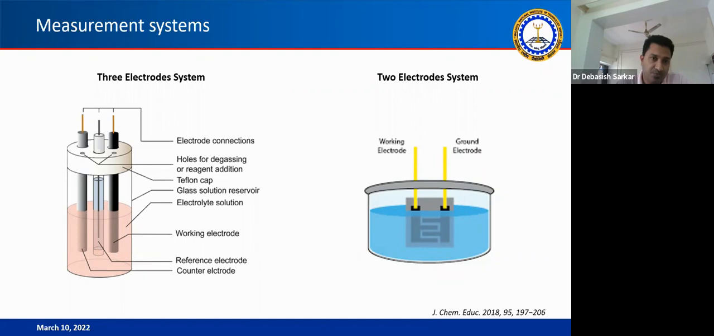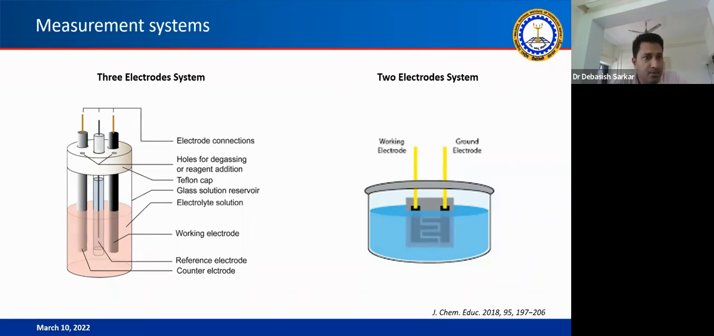So the 3-electrode system is much better compared to the 2-electrode system in measuring the working potential of any of the individual electrodes, either cathode or anode, precisely because the working electrode voltage is measured with respect to the standard potential of the reference electrode. So this is the way we do single electrode characterization in the 3-electrode system.